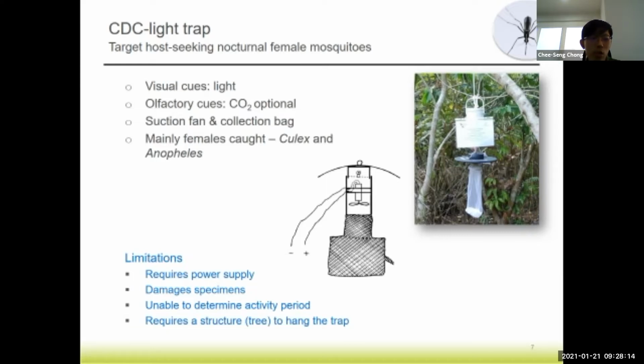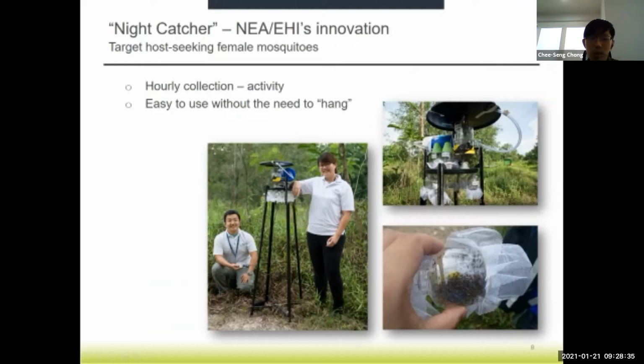And another thing to note is that because the trap needs to be hung at least 1.5 meters above the ground, you need to look for a structure to hang the trap itself. What we did in-house is that we have actually developed what we call the Night Catcher, something developed in-house to target any female host-seeking mosquitoes.